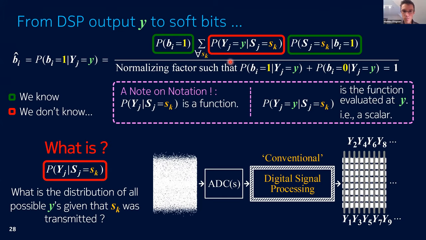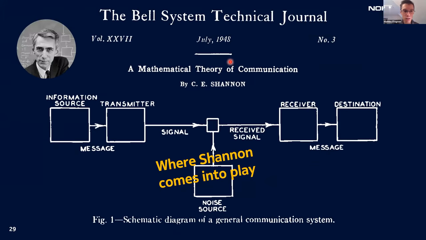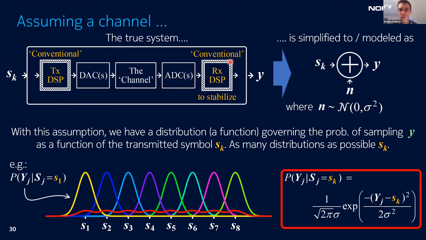So I said we don't know what's in the red box, and this is where Shannon comes into play. Shannon says, well, let's define something for that red box. Let's simplify the whole system, which is super complex, to: I'm sending symbols, I'm adding noise, and that's what's coming out of the system. And the noise that I'm adding is going to be Gaussian, zero mean, and a certain standard deviation. That's pretty much the model that we have at hand now, right?